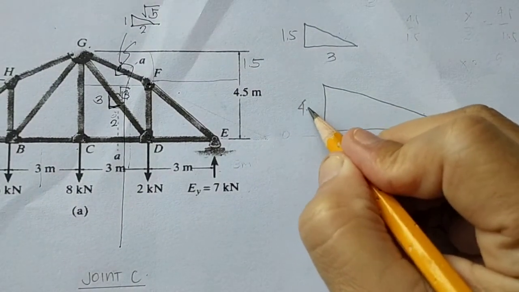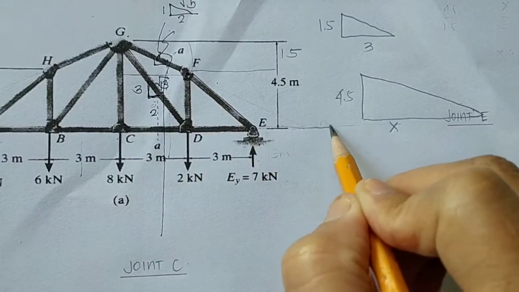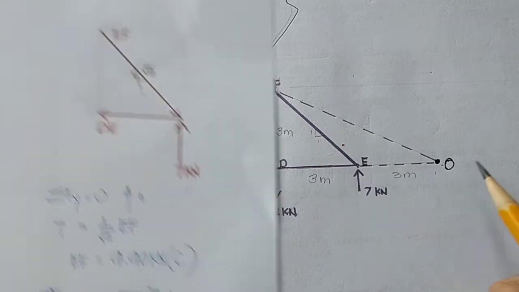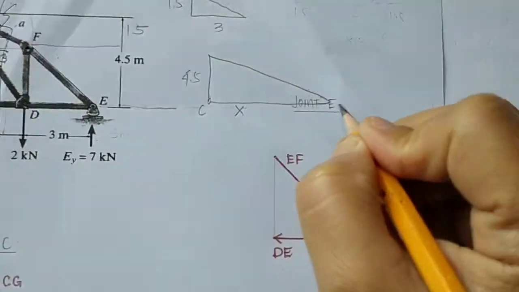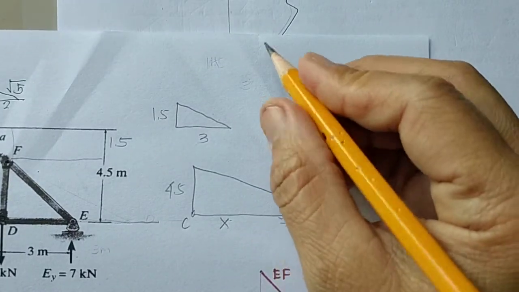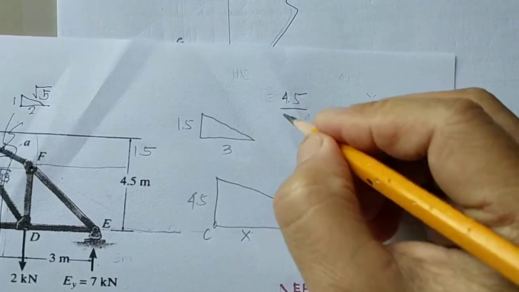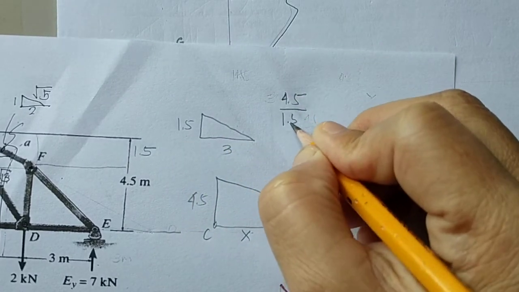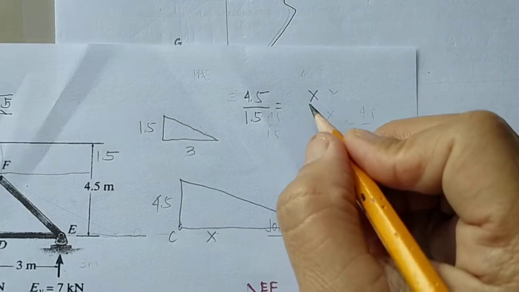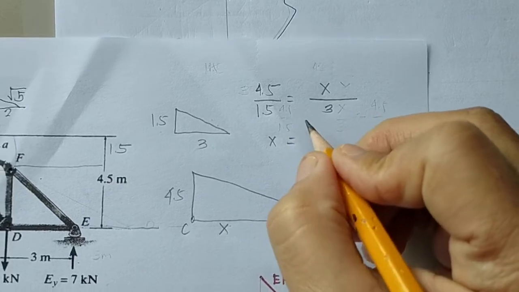Then another triangle here, this is 4.5 over, let's say this is X, this is the whole X from C to O. So this is C, this is O. So through similar ratio proportion, this is 4.5 over, for a small triangle, vertical is 1.5. Then for X, horizontal for large triangle over 3. Then X is equivalent to 9.